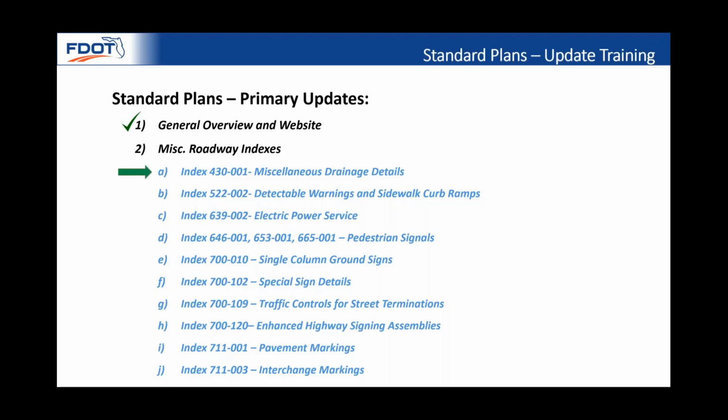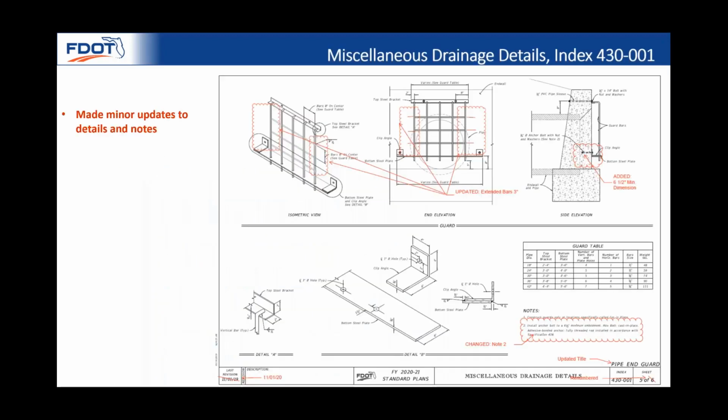Index 430001, miscellaneous drainage details, is going to be the first index we go over. We did make a few changes to this index, but no real policy changes or new information except for the new sheet with the double guards that I will go over in a second. We revised note 2 and added a 6.5-inch dimension to the side elevation view. We also updated some of the guard details.